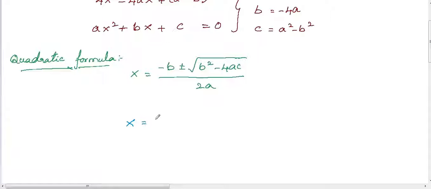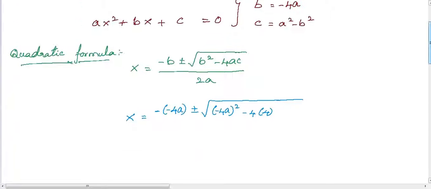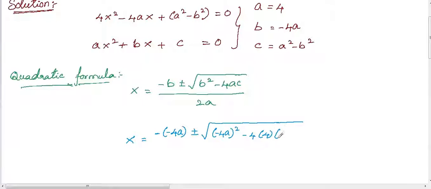So x is equal to minus b, and the b value is minus 4a. So minus of minus 4a, plus or minus the square root of b square, which is minus 4a whole square, minus 4 into a value, which is 4, and c value is a square minus b square, whole divided by 2a. 2 into a value is 4.